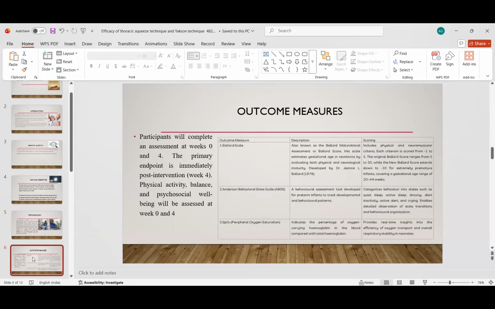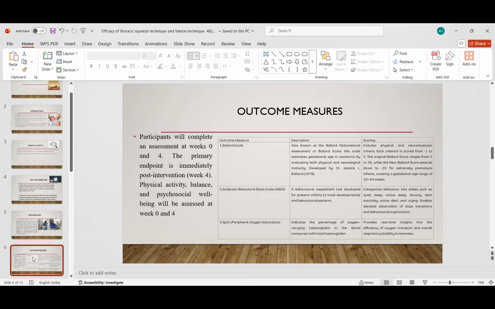So the most important are the outcome measures, and obviously after the therapeutic treatment, there will be good compliance. The foremost is the Ballard scale score, which is also known as the Ballard Maturational Assessment. We are well aware of that. This is the most common scale used in the NICU setting to check the progress of the neonates. This scale estimates gestational age in newborns by evaluating both physical and neurological maturity, and it was developed by Dr. Jean L. Ballard in 1979, which includes physical and neurological criteria.